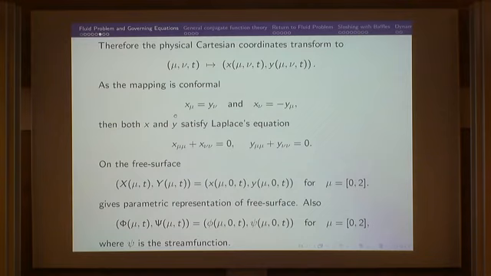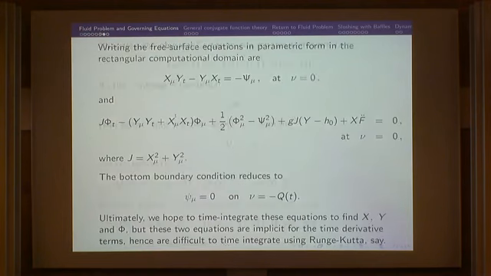And just a little bit of notation. I'm going to define capital X and capital Y as being the values of x and y evaluated on the free surface. So that's along nu equals 0. So it's just going to be capital X and capital Y. And the same thing for the velocity potential phi and its equivalent stream function psi. So I'm going to say capital Phi and capital Psi are phi and psi evaluated on the free surface. Okay. So this X and Y gives us now a parametric representation of the free surface. Proves useful.